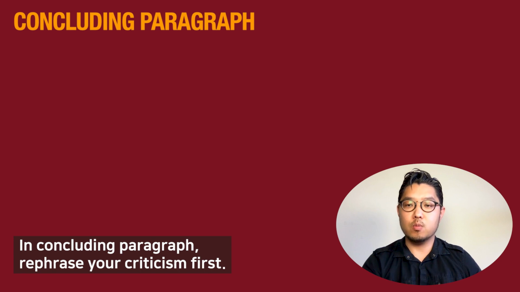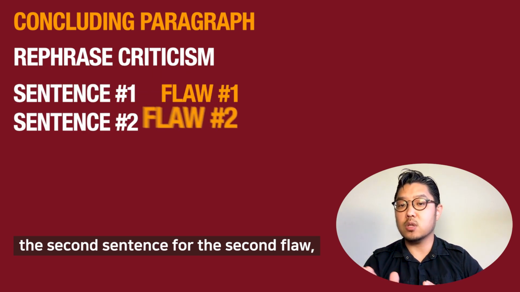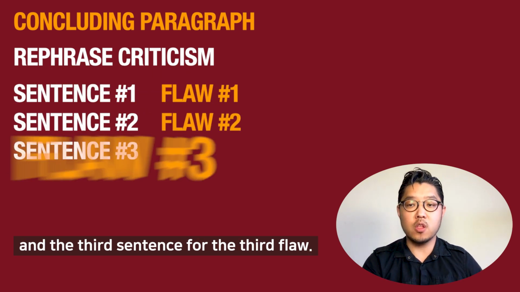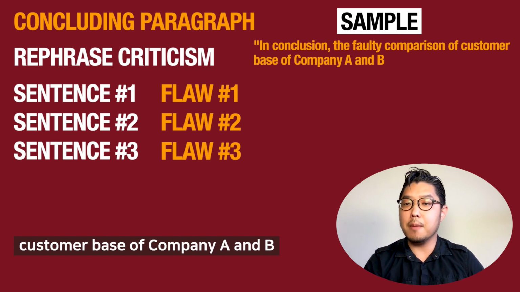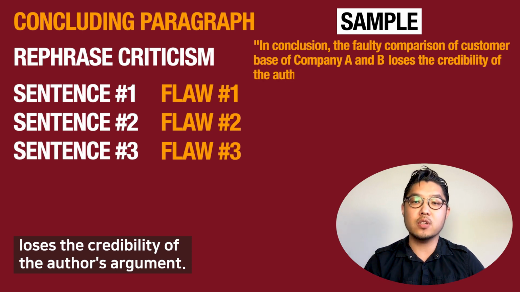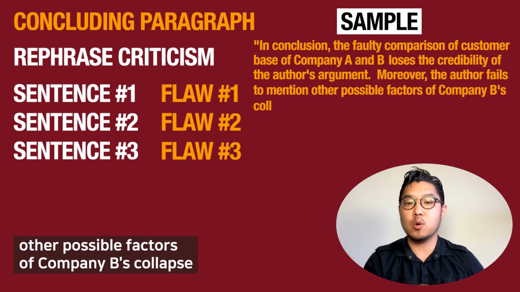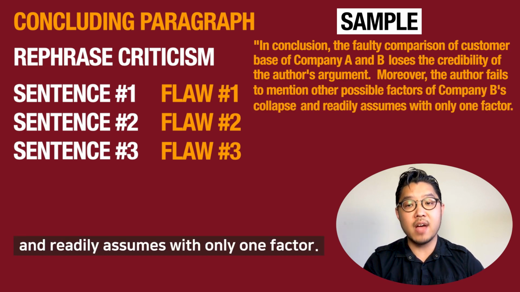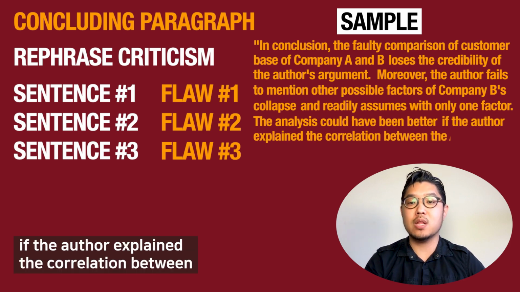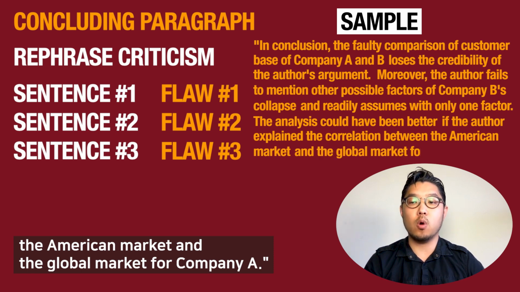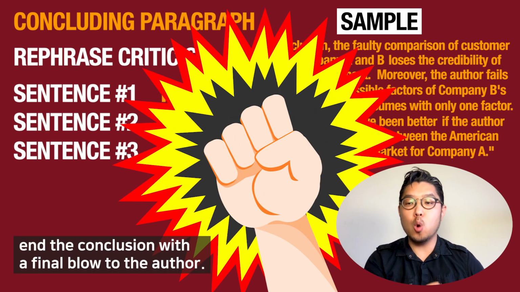In the concluding paragraph, rephrase your criticism first. The first sentence for the first flaw, the second sentence for the second flaw, and the third sentence for the third flaw. In conclusion, the faulty comparison of the customer base of Company A and B loses the credibility of the author's argument. Moreover, the author failed to mention other possible factors of Company B's collapse and readily assumed with only one factor. The analysis could have been better if the author explained the correlation between the American market and the global market for Company A.